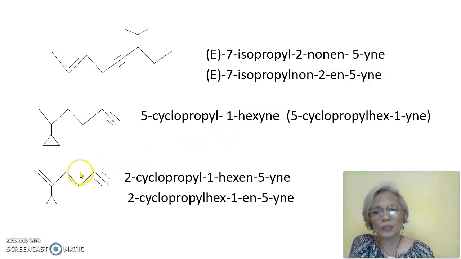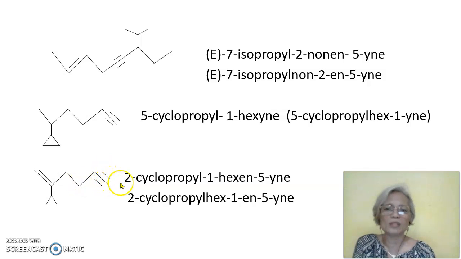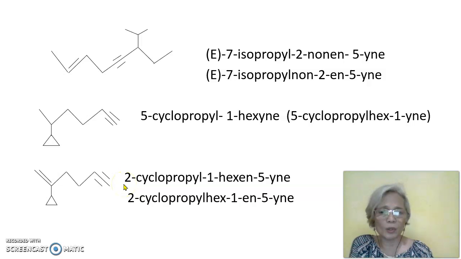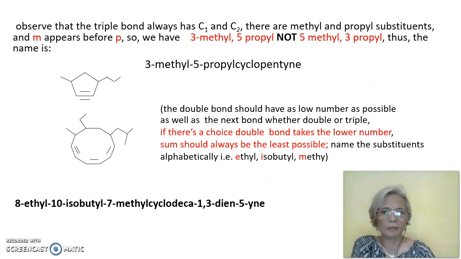This time, we have a double bond here. So the double bond should take the lower number. So this is now carbon number 1, 2, 3, 4, 5, and 6. And therefore, we name this as 2-cyclopropyl-1-hexen-5-yne, or 2-cyclopropylhex-1-en-5-yne.